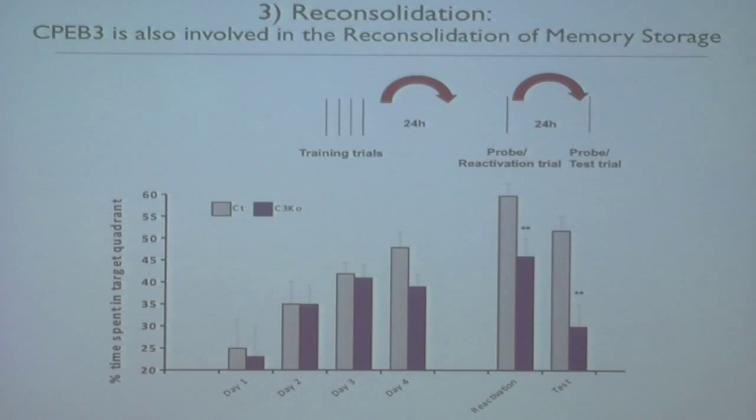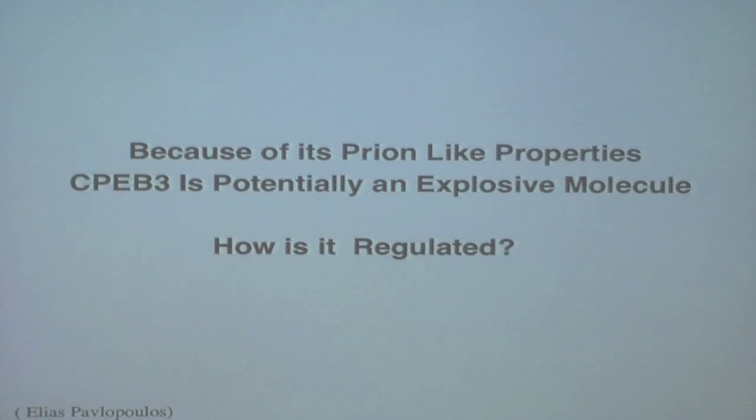And we can show that the same thing we do with Anisomycin, we can do with a selective knockout of CPEB3. Here's the reactivation trial, and this is how severely compromised reconsolidation is. Reconsolidation simply doesn't occur to a satisfactory degree if this is knocked out. So we have reason to believe that CPEB is important for maintenance, for consolidation, and for reconsolidation. Given the fact, as I mentioned to you before, that this is so explosive, how is it regulated?